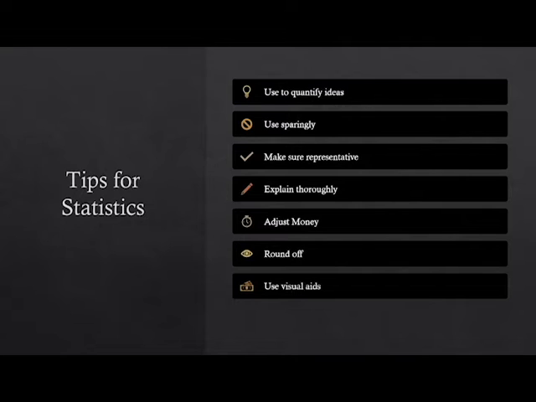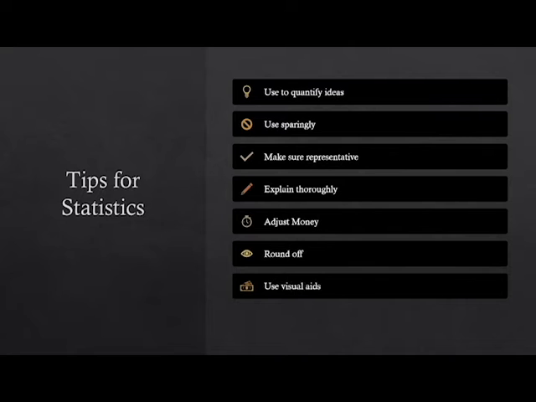You always want to explain statistics thoroughly. So you give the statistic and then you kind of put it in common language and explain what you think the point of that statistic is. So why are you using the statistic? What difference does it make? So always share the statistic and then make your point about what's important about the statistic.